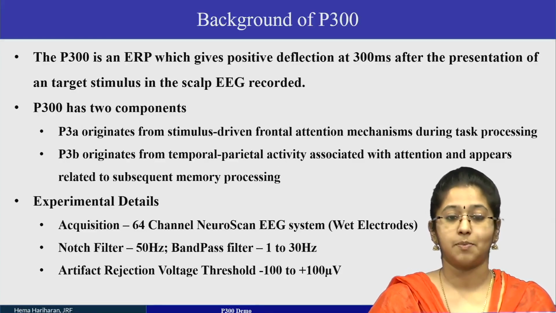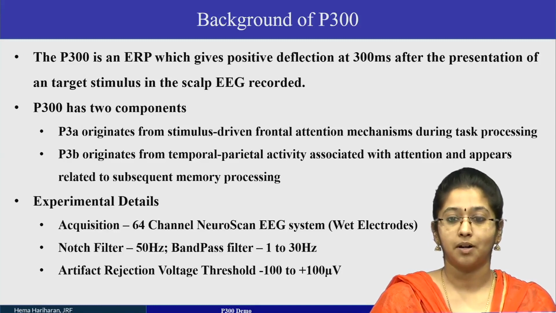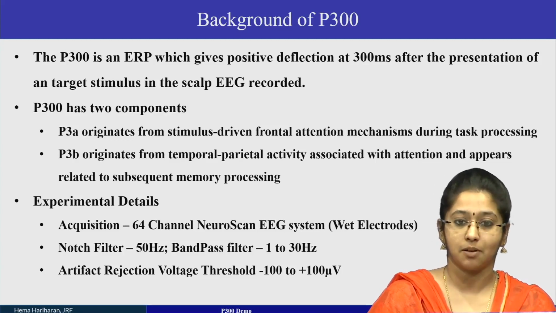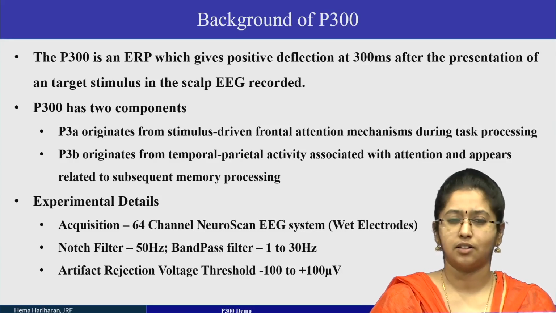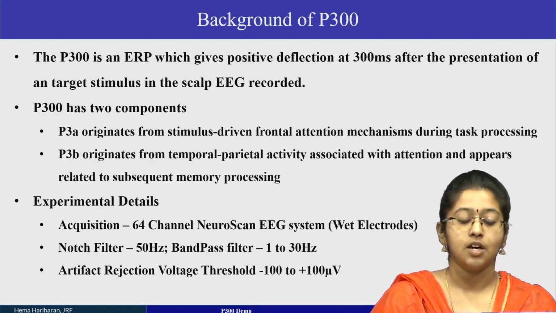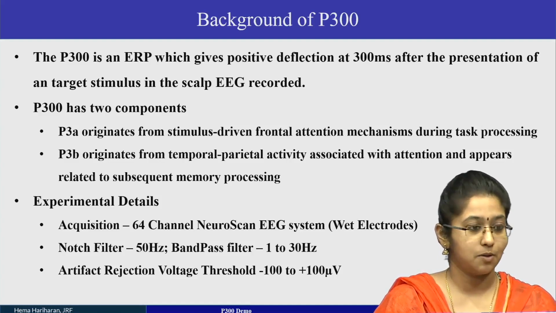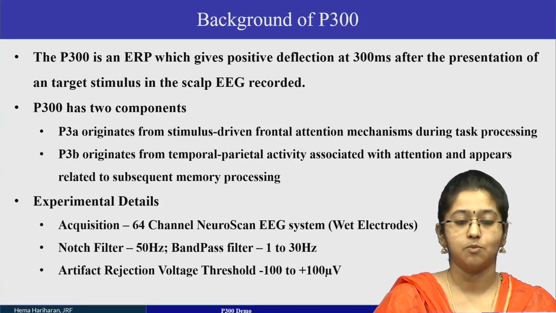The P represents the positive peak that is obtained, and 300 means it is the positive response obtained in the 300 millisecond range. It should always be obtained in the 300 to 600 millisecond range. So this is about the P300. As I told you, there will be a wet electrode that has to be put on the head, and there should be contact between the electrode and the system so that we can obtain the scalp potentials.